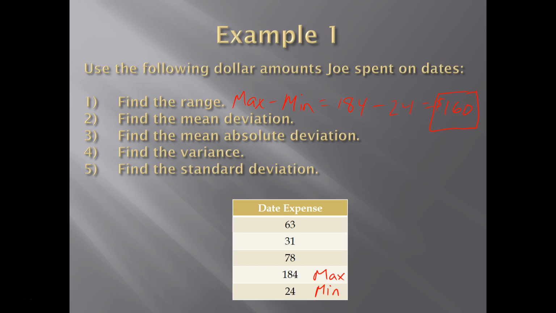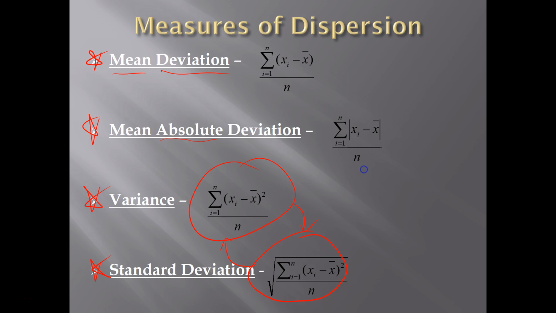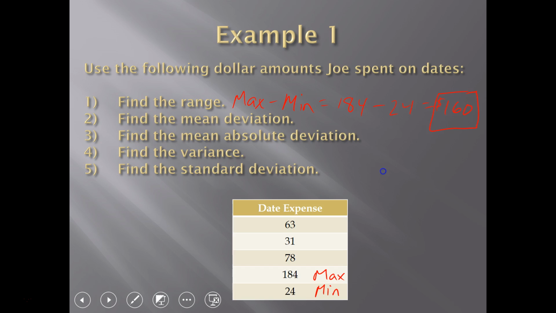Now the other ones: mean deviation, mean absolute deviation, variance, standard deviation. Look at the formulas on the previous page. Those are some nasty formulas. So how do we do those? How do we find those four values? Really, there are only two ways that I would recommend doing this. The first, and by far easiest, way is to use a calculator. I'm going to show you in just a minute how to do this using a graphing calculator.